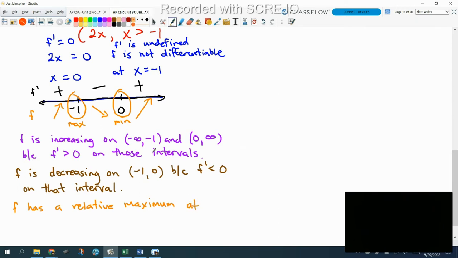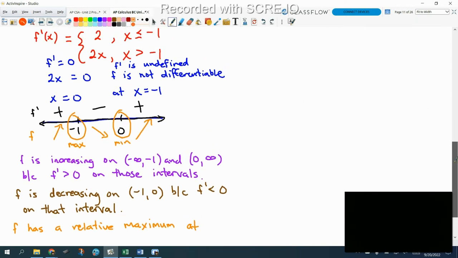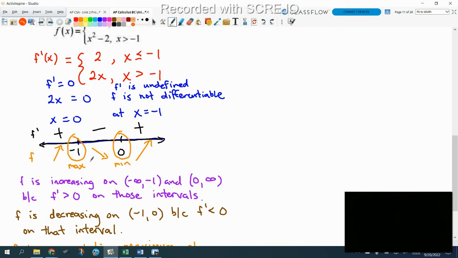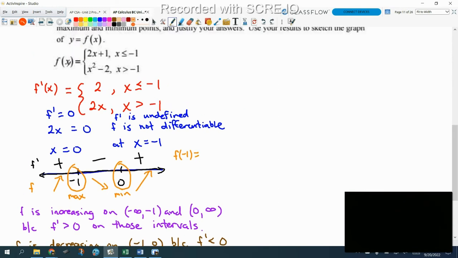All right, I forgot to do my y values. I always forget to do my y values, but you'll remember once you start writing it out. So we need to do f of -1. I'm plugging that back into the original function now. -1 goes into the top because that's where the equal sign is. So that's -2 plus 1, which is -1. And then I'm going to do f of 0. That goes into the bottom part because 0 is greater than -1. If I plug in 0, I get -2.